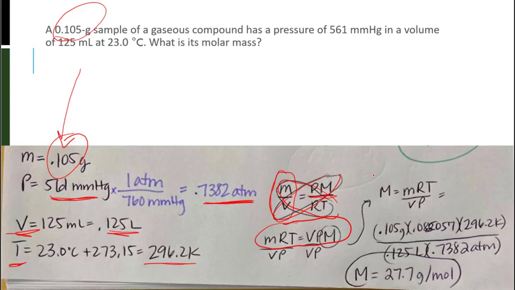I don't like fractions. So then to find the molar mass, which is capital M, to get it by itself, I divided both sides by VP. So M, the molar mass, is equal to mass times the R times the temperature divided by VP. And I got 27.7 grams per mole.